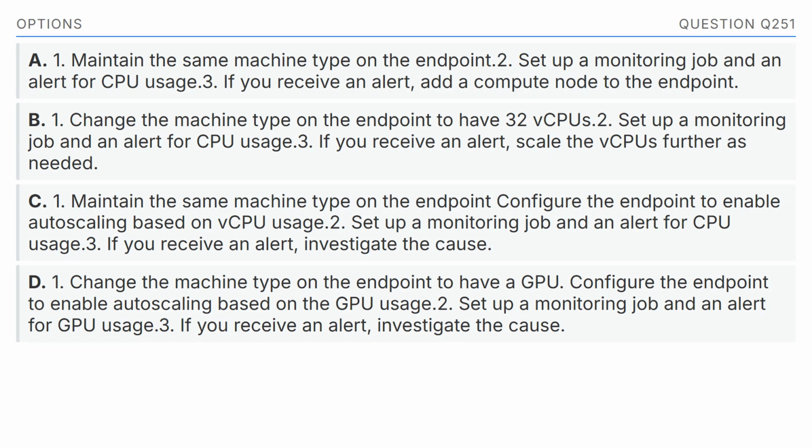Option D. 1. Change the machine type on the endpoint to have a GPU. Configure the endpoint to enable autoscaling based on the GPU usage. Point 2. Set up a monitoring job and an alert for GPU usage. Point 3. If you receive an alert, investigate the cause.